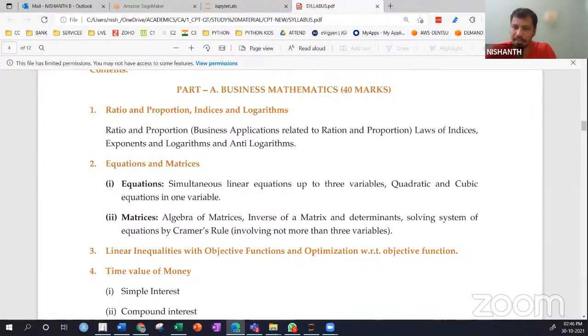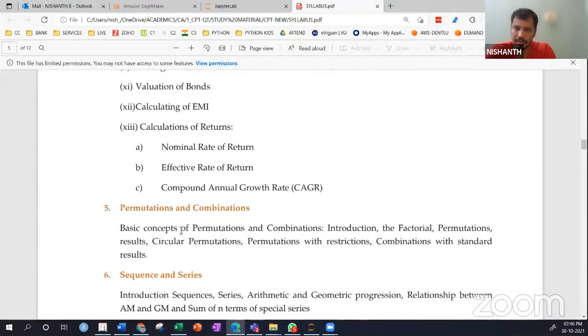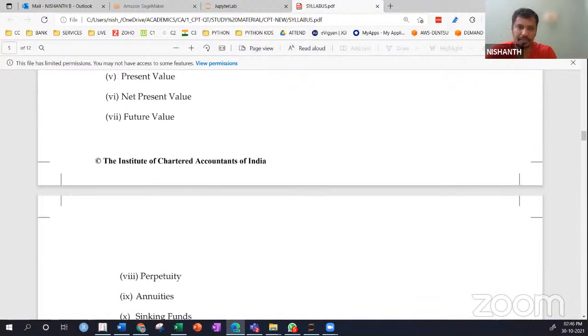So time value of money, permutations and combinations. Any other chapter? Anyway, I'll be revising. I'll be going through the problems of all the chapters, but I'll go in this order. First, I'll take up permutations and combinations, and next, I'll take up time value of money. Okay, so I'll start with that.